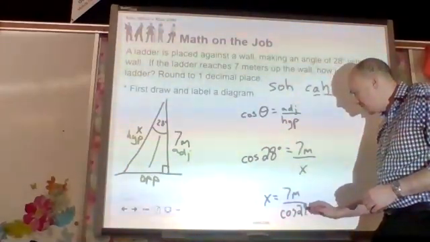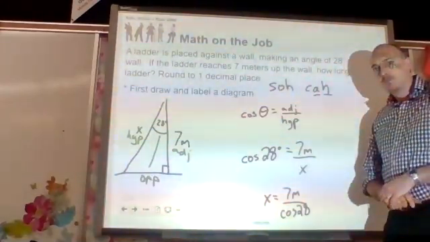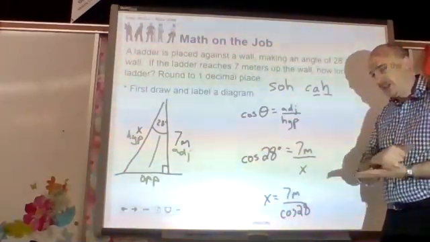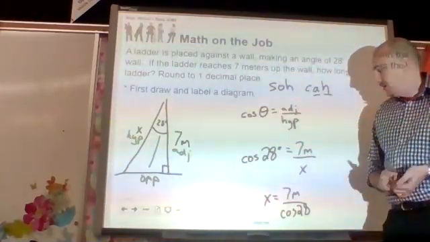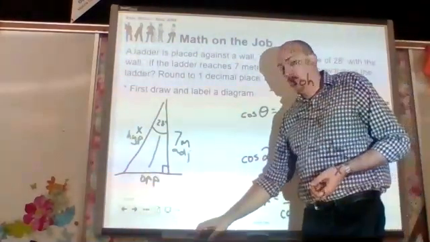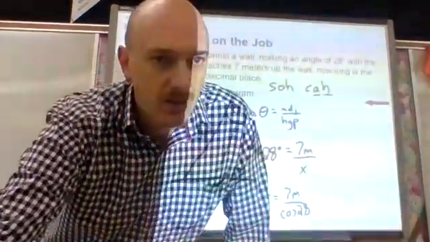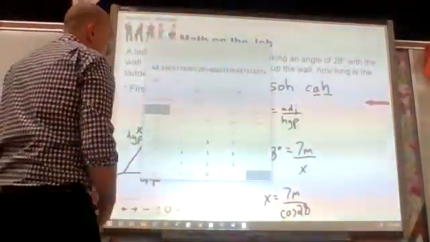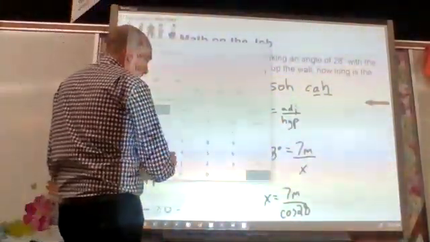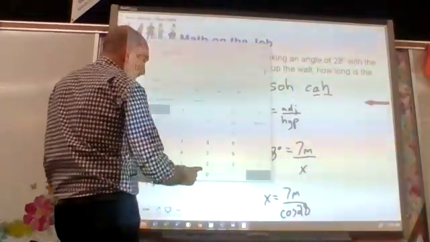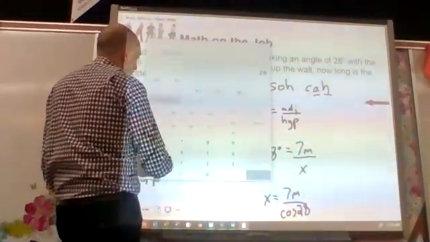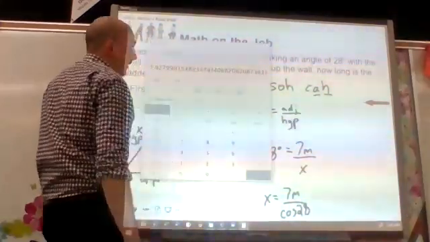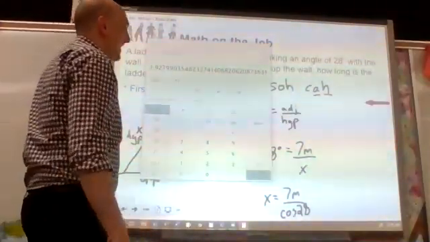Am I using the inverse trig function here? No, I'm not finding an angle. You only use the inverse one when you're trying to find the angle. I'm already given the angle. I just need to find this side length. So for the last time, I'm going to pull up my calculator here. I'm going to do 7 meters divided by the cosine of 28, which is 0.8829, and I get an answer of 7.9 meters.